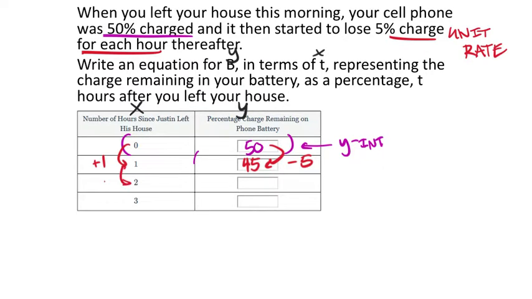If we take on another hour, then you will lose another 5%, which would put you at 40%. 45 minus 5 is 40. And then another hour there would mean losing another 5%. So that would be 35%. Now from here, of course, you can see you're losing 5% every hour.